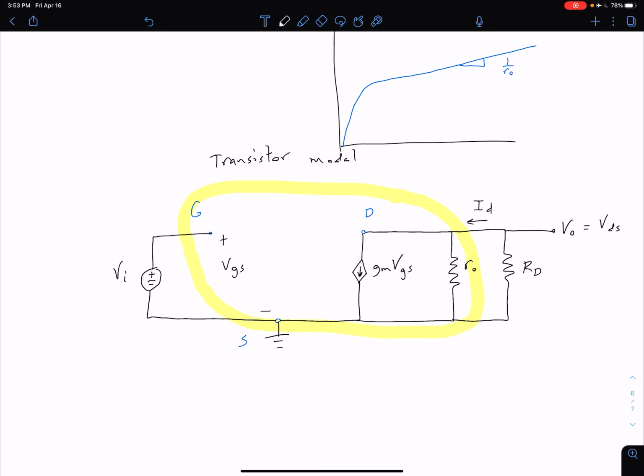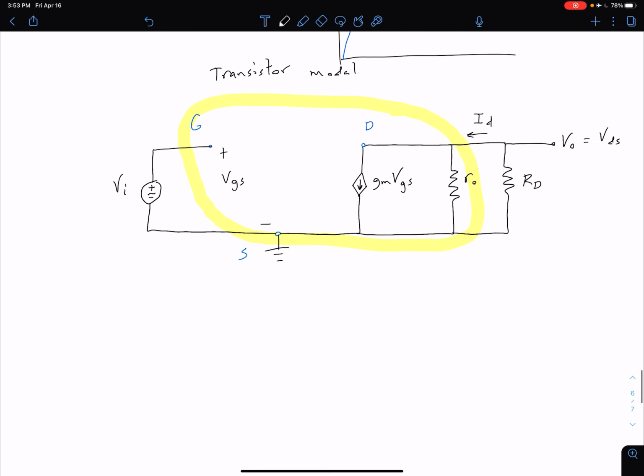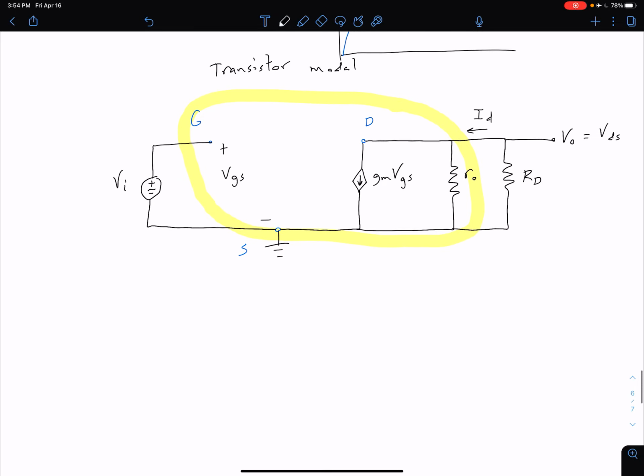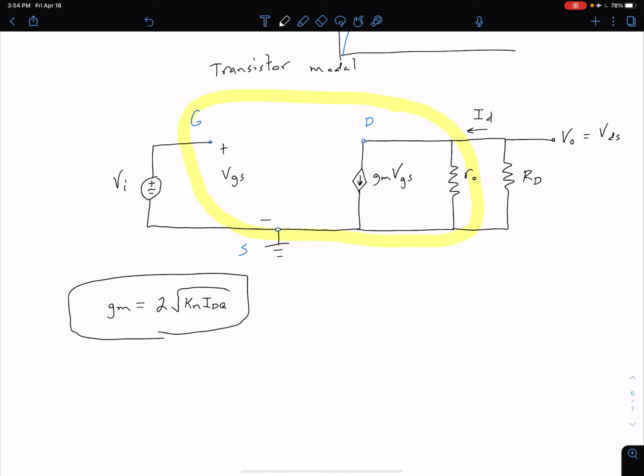So a couple other important things to note. So first of all, let's define these small signal parameters, our gm and our r0. So we've actually seen them before, the gm just in the previous video. So we said that is 2 square root of Kn times IDQ. And so again, what we can see from that is we have to do that DC analysis to get our IDQ before we're able to even deal with this small signal equivalent circuit.